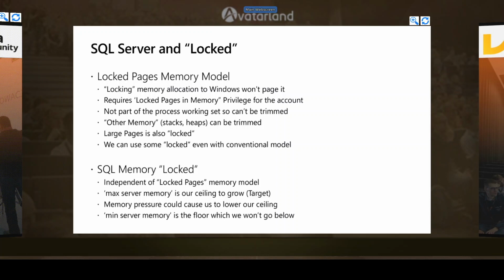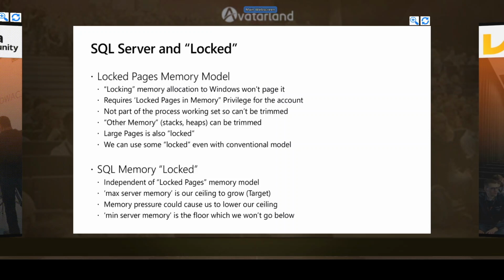Okay, what about SQL memory being locked? What do I mean by SQL memory being locked? Independent of the locked memory model, even if you're using the conventional memory model, remember that the max server memory is our ceiling to grow. And memory pressure could cause us to lower the ceiling. So here's the point. If you use min server memory, you are forcing SQL Server to never get rid of that memory, even if Windows, forget about working set trim. So a min is a floor and a max is a ceiling. You are effectively locking memory by setting the min server memory to a higher value, because SQL will never try to get rid of the memory below the minimum.